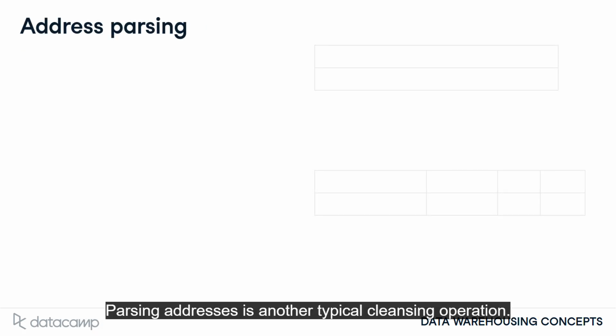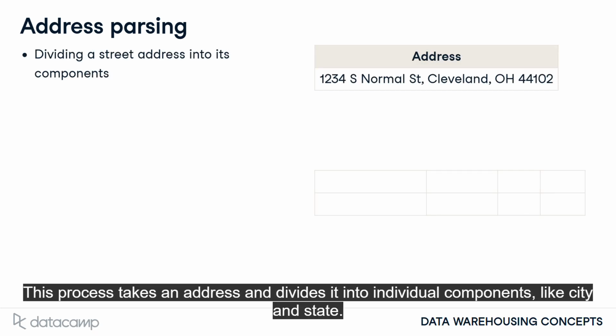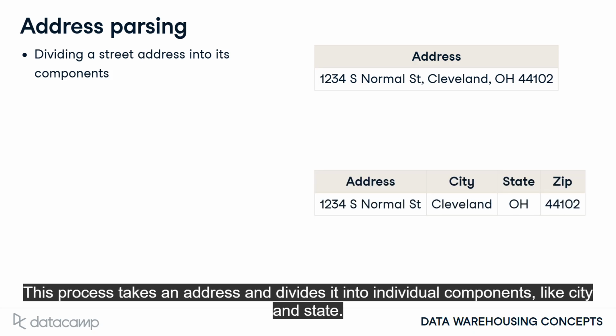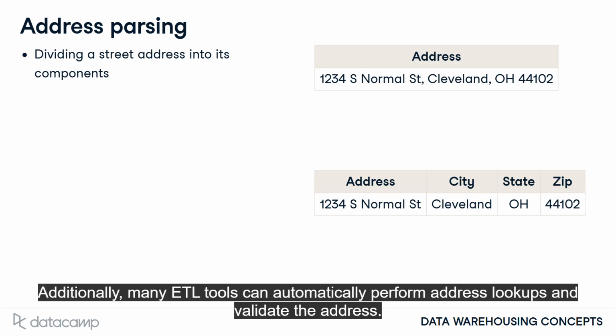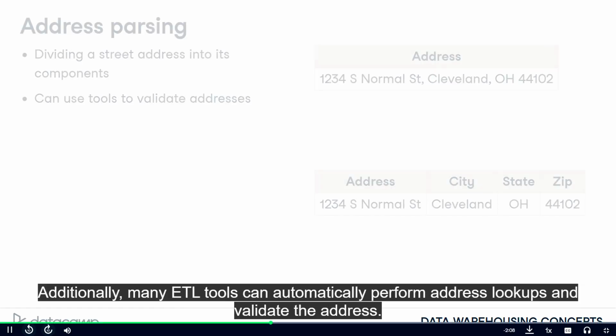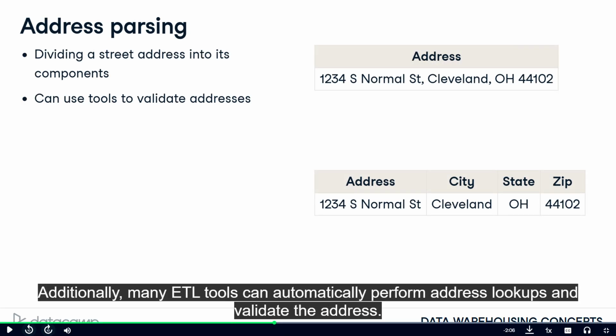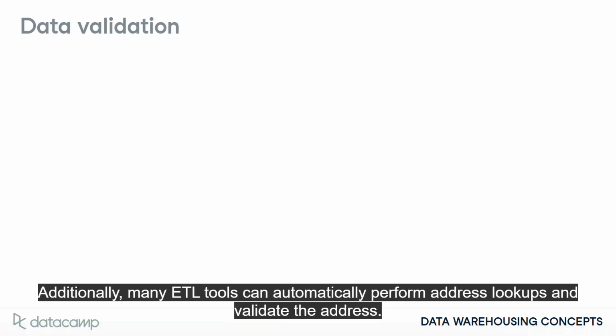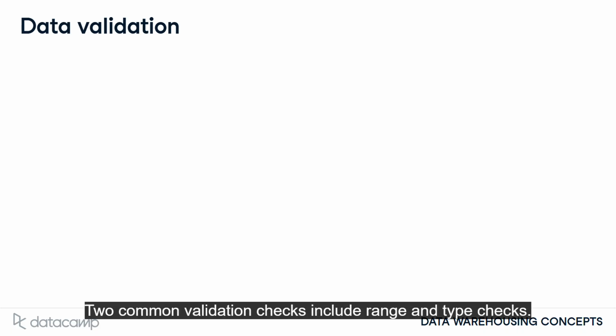Parsing addresses is another typical cleansing operation. This process takes an address and divides it into its individual components, like city and state. This helps standardize the data. Additionally, many ETL tools can automatically perform address lookups and validate the address. Next, let's discuss data validation.